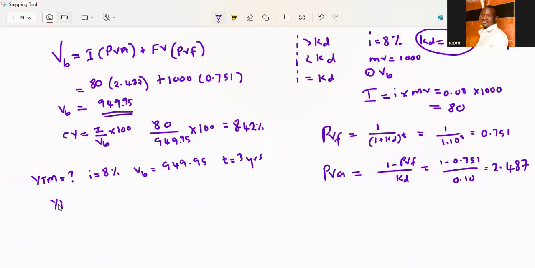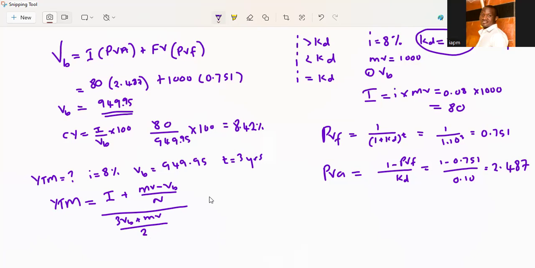Of course, in the olden times, we used to use interpolation, but the formula that we use is the coupon payment, I, plus MV minus VB over N, divided by 3VB plus MV divided by 2. All right.